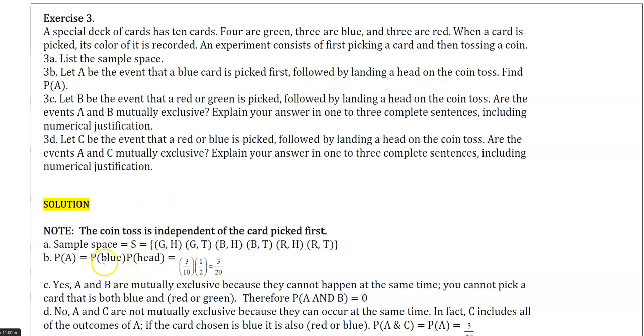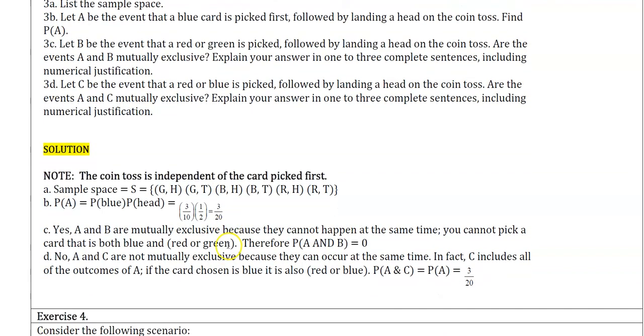All right. So we know that these 2 events are independent. The draw of the card is independent of the toss of the coin. So the probability of the joint event, that you have a blue card followed by a head, is simply the product of their probabilities. Since there are 3 blue cards in this deck of 10 cards, we know the probability of a blue card is 3 over 10, and then multiply by the probability of the head, which is 1/2, and we get the 3/20ths.